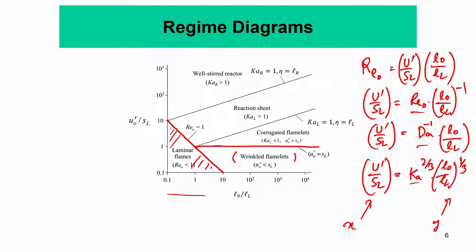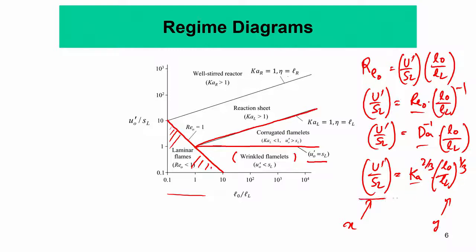All right. Now come the interesting regimes: the corrugated regime, the reaction sheet regime, and the well stirred reactor regime. The corrugated regime is essentially the boundary between u prime by SL equal to 1 and the flame Karlovitz number equal to 1 line. So this Karlovitz number equal to 1 line will appear.